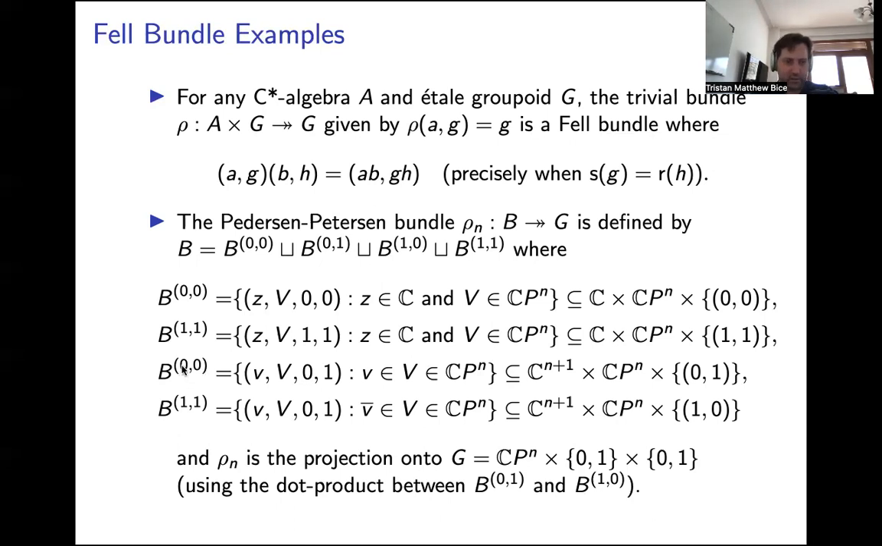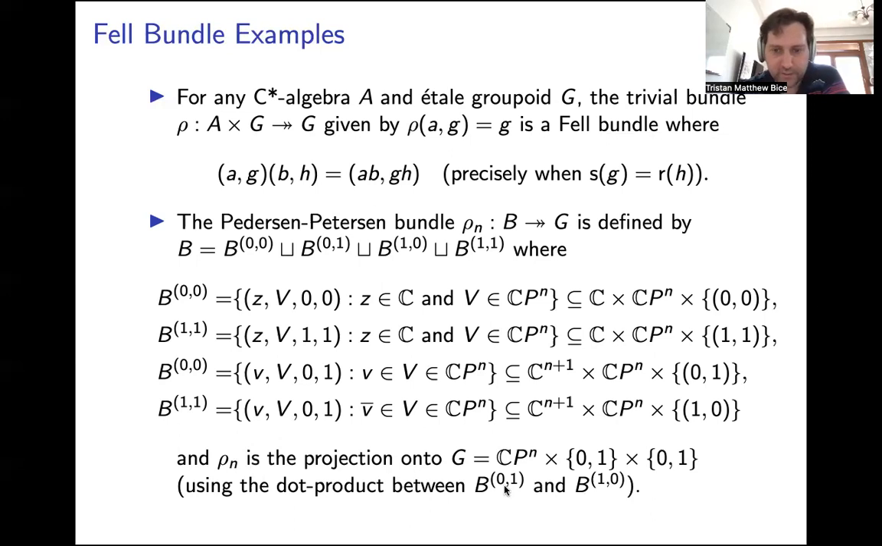It's only for the off-diagonal terms. So here's a typo: this should be 0,1, not 0,0. And likewise here, this should be 1,0, not 0,0. So it's only the off-diagonal terms where you're specifying the elements of the total space to be vectors, vectors in the points which are in the complex projective space of dimension n. Each of these has a natural topology, basically coming from the product topology, and then you just put them together, taking the disjoint union, and that gives you the bundle you need.